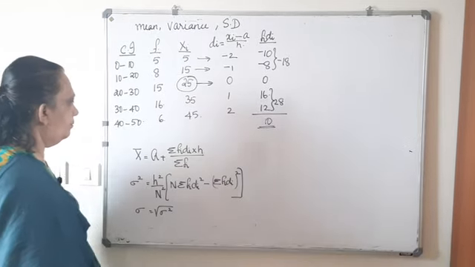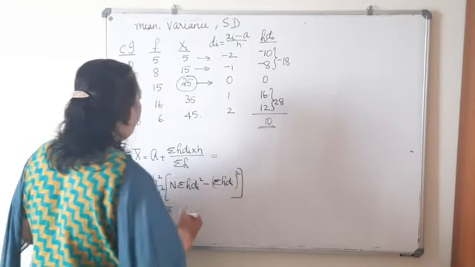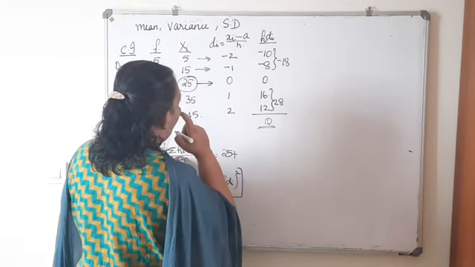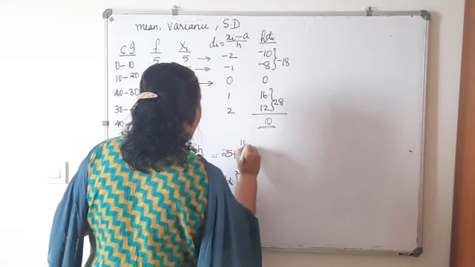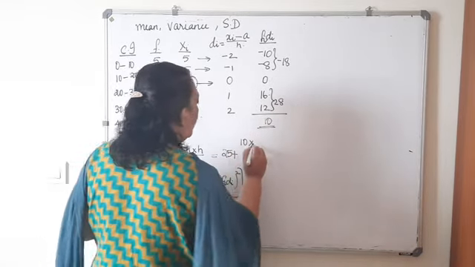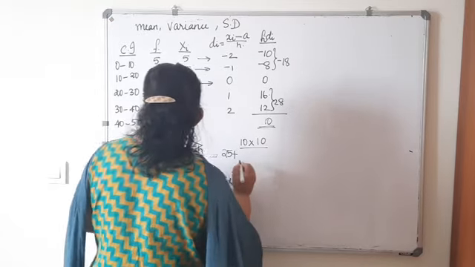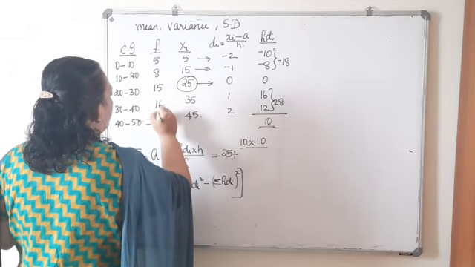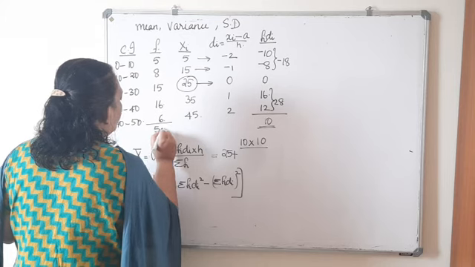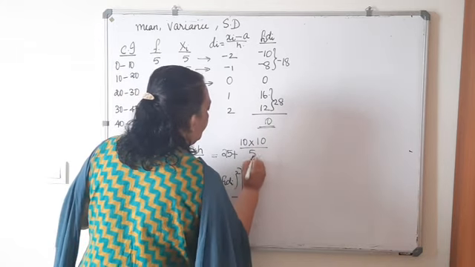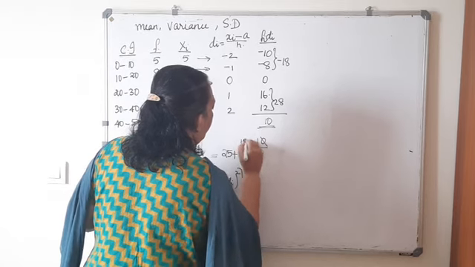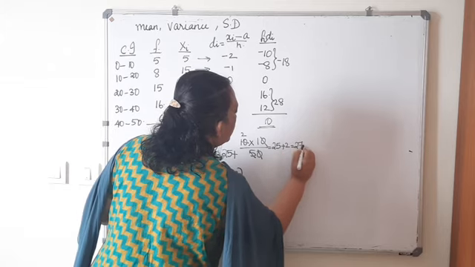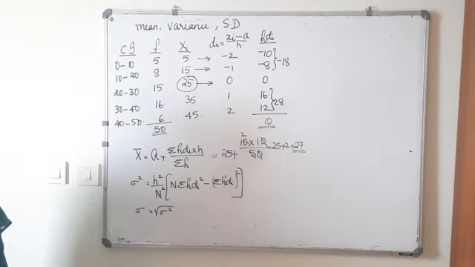Sigma fi di is 10. So the mean will be equal to assumed mean, 25, plus sigma fi di, 10, into h, the class width, 10, divided by sigma fi. Sigma fi is 5 plus 8 is 13, 13 plus 15 is 28, 28 plus 16 is 44, plus 6 is equal to 50. So this is 25 plus 2 is equal to 27. So mean is equal to 27.